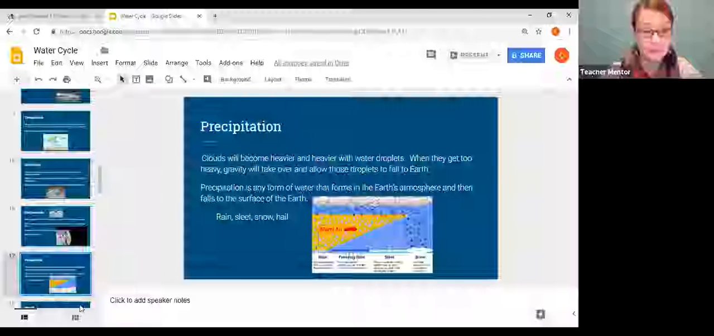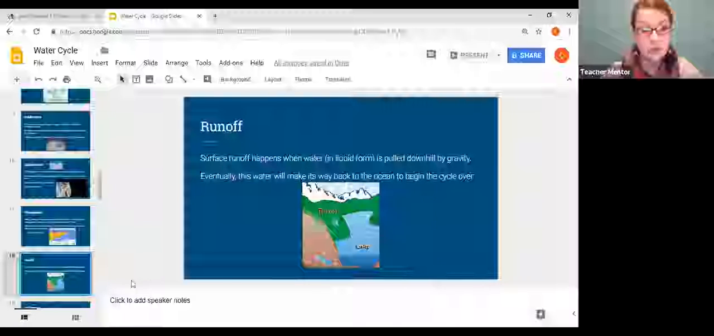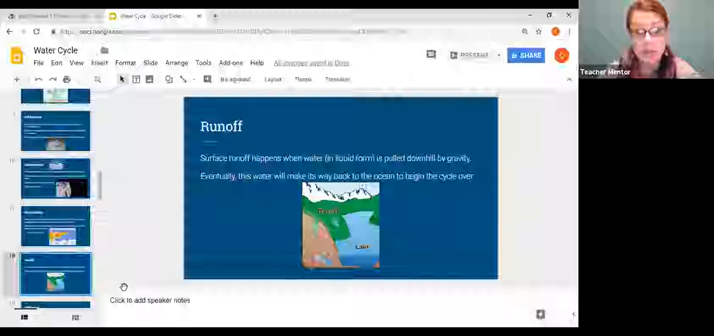Okay, so surface runoff also happens when we're dealing with the liquid form of water and gravity. In surface runoff, we have gravity pulling the water not from the atmosphere, but down from a higher spot. So downhill, down the mountain, okay? So eventually this water is going to make its way back to the ocean to begin the whole cycle over.